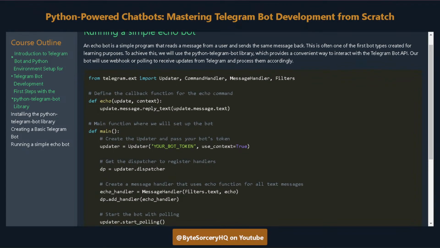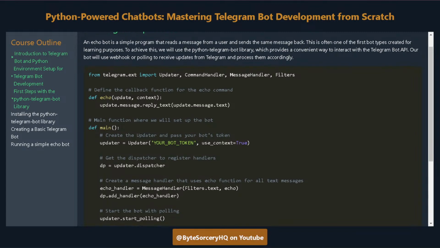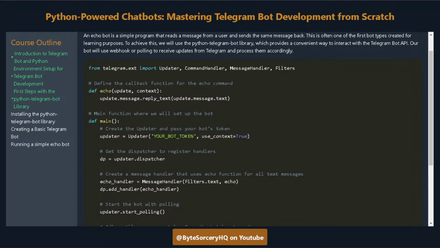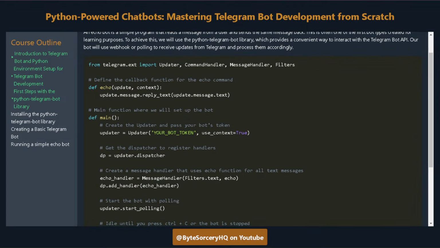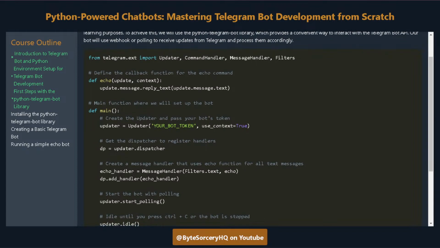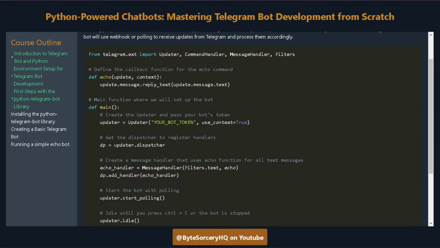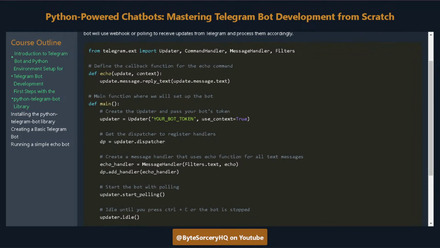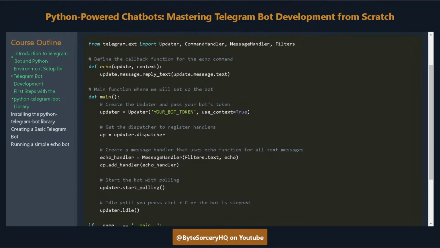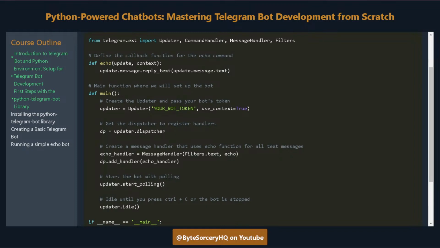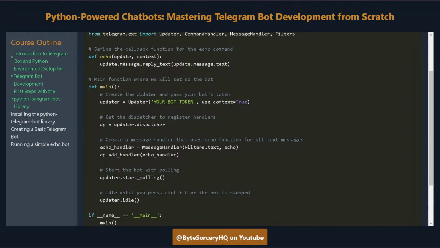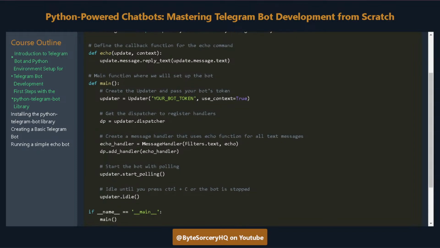This is often one of the first bot types created for learning purposes. To achieve this, we will use the Python Telegram bot library, which provides a convenient way to interact with the Telegram bot API. Our bot will use webhook or polling to receive updates from Telegram and process them accordingly. The code starts with importing necessary components from the telegram.ext module, which provides classes for handling different types of updates. The echo function defines the behavior of our bot when it receives a text message. It simply replies with the same text.